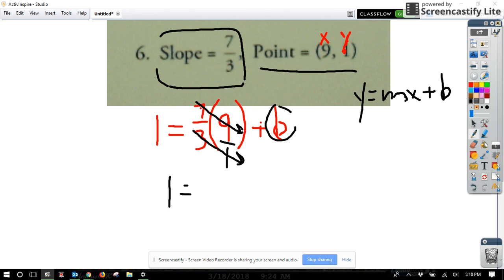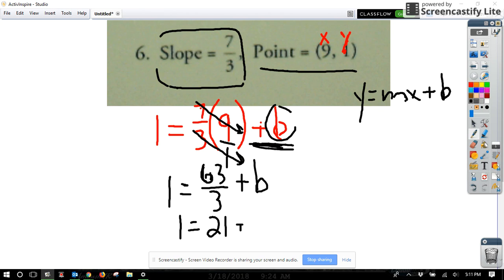So what you have here is 1 equals, and then 7 times 9, 63, over 3 times 1, 3, plus b, because that hasn't changed. We haven't changed anything over here. The only thing we did is multiply. Now, we're still solving in terms of b. So let's simplify this fraction. 63 over 3, 63 divided by 3, that's going to give us 21 when you divide it out, plus b.